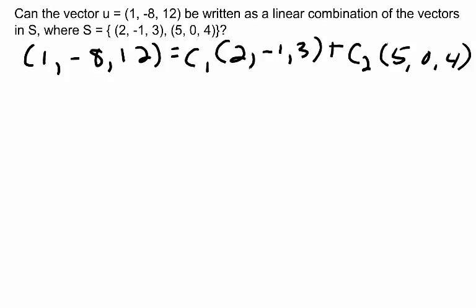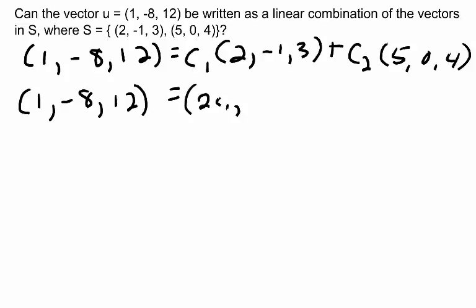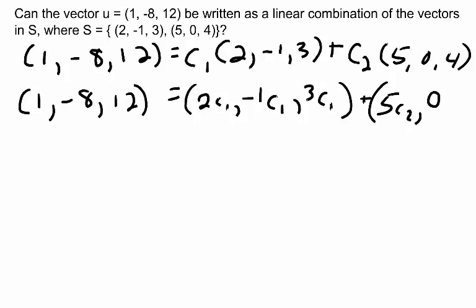So let's try it. First, I'm going to distribute c sub 1 and c sub 2 throughout the respective vectors. Here's vector u on the left. And distributing c sub 1, I get 2c sub 1, negative 1 c sub 1, positive 3 c sub 1, plus, and if we distribute c sub 2, we get 5 c sub 2, then we get 0, then we get 4 c sub 2.